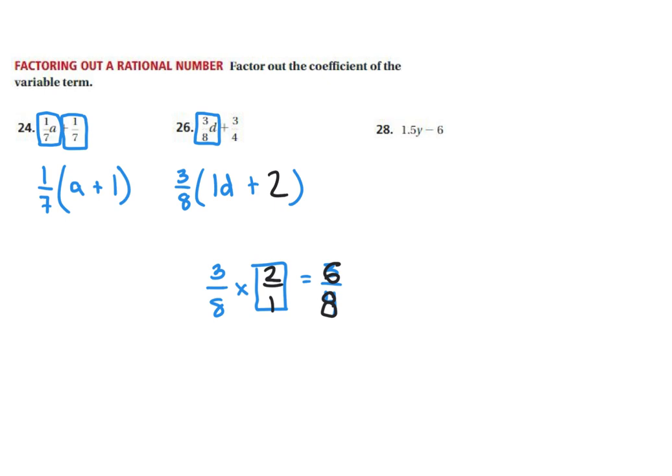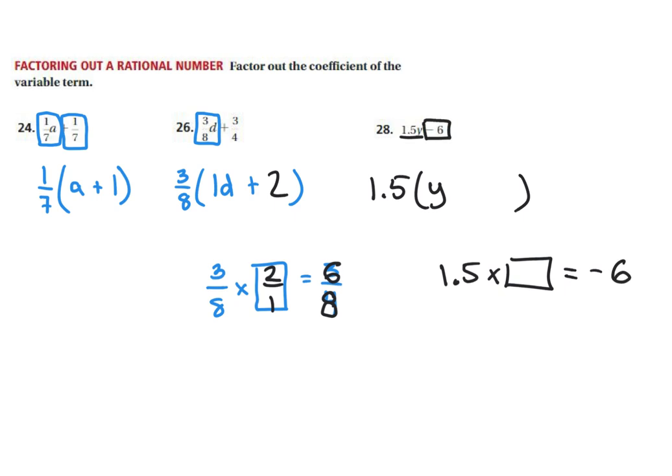For number 28, we are going to factor out the coefficient. So 1.5 times y is 1.5y. But again, we have to think 1.5 times what gives us -6. So what we can do here is solve for this unknown. We can divide by 1.5, divide by 1.5.